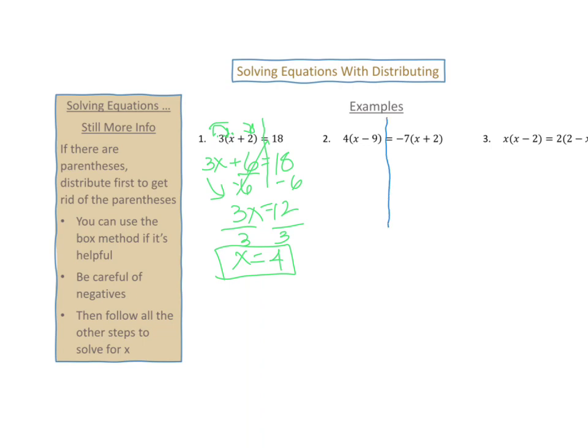First, I'm going to distribute this 4 to here and to here. 4 times x is 4x. 4 times negative 9 is negative 36. Now I'm going to distribute the negative 7. First to the x, and then to the 2. Negative 7 times x, negative 7x. Remember that the sign in front of the number goes with the number. That makes that a negative 9, and this is a negative 7. Negative 7 times 2 is minus 14.